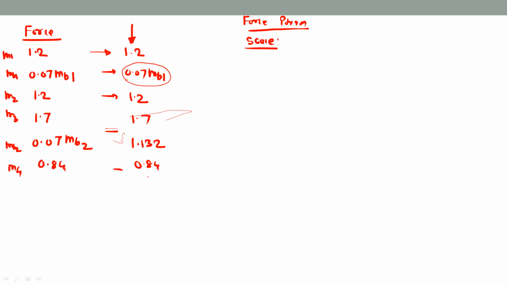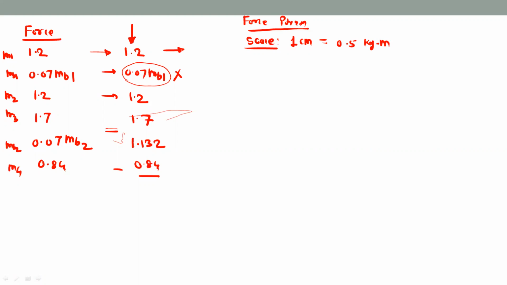Here the minimum value is 0.84. Neglect this value because MB1 is unknown. And the maximum value is 1.7. So accordingly, select the scale. I will select the scale as 1 centimeter equal to 0.5 kg meter.